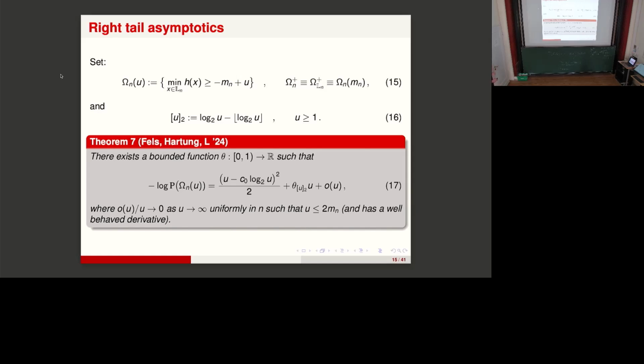So the first result that I want to present is a sharp asymptotics for the general right tail that works for u, which could be of order 2 to the n even, or maybe 2 to the square root of n. Certainly of order mn, which is linear in n, which is what we need for the positivity, and that tells you that the probability decays, well, not exactly Gaussian, so you have a log correction.